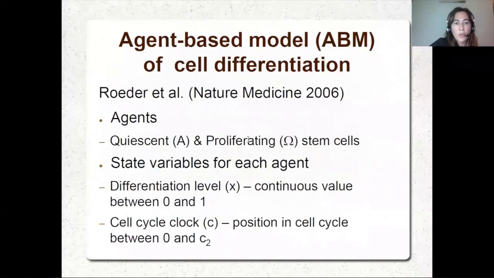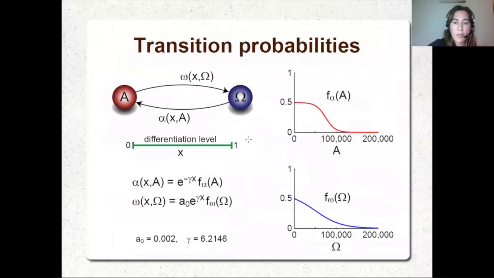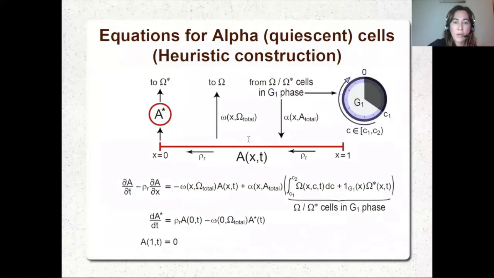I'm going to show you, I'm not going to show you because I just went back up. I would like to show you a heuristic construction of the PDE for this system. So what we're going to look at here is, let's first consider the population A. Let A(x,t) denote the density of the A cells, the quiescent cells, with differentiation level x at time t.